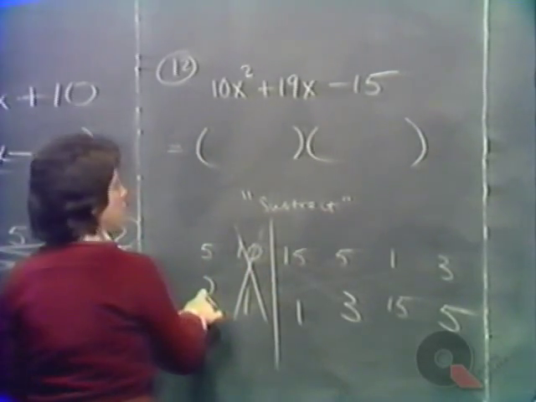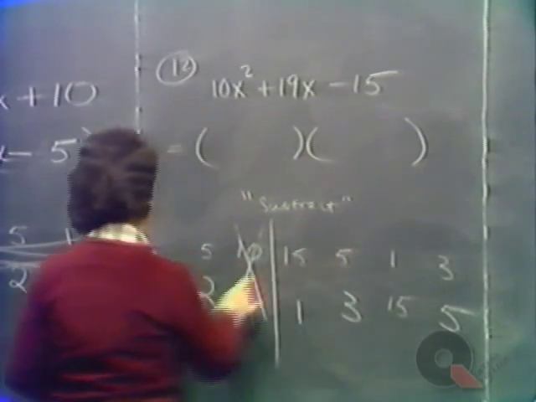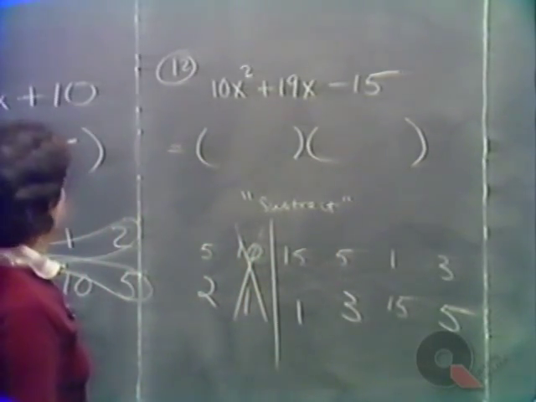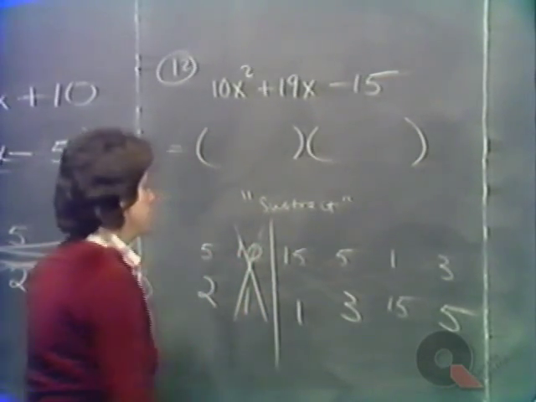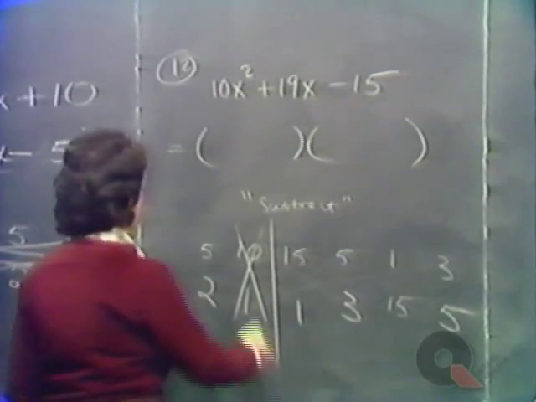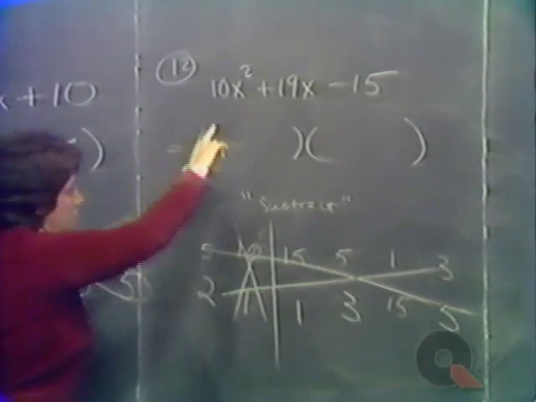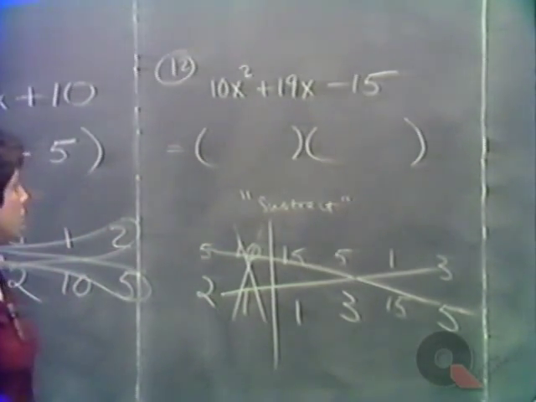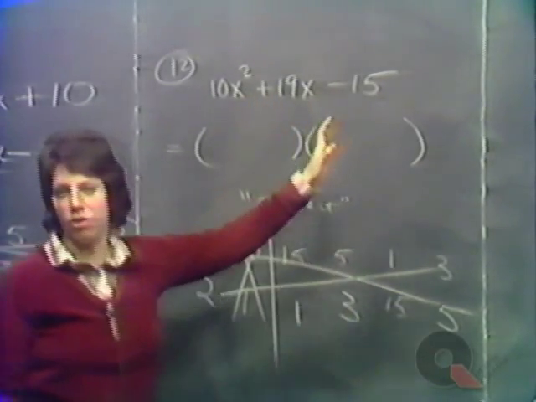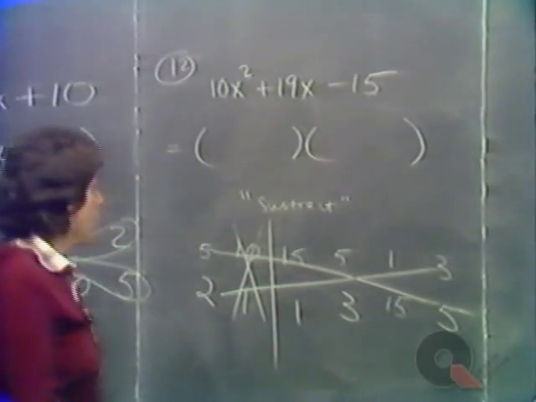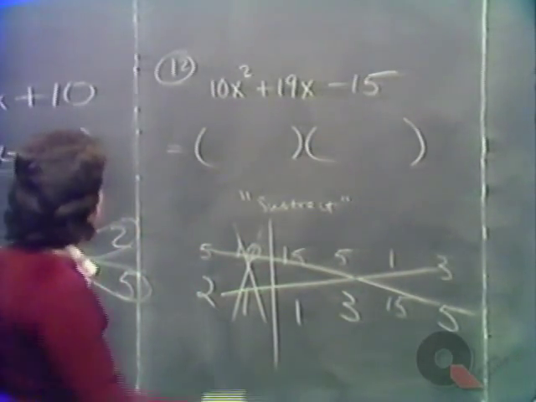5, 30, difference 25. 15 and 10, the difference is 5. That's not right. 75 and 2, the difference is 73, not right. And finally, 25 and 6, the difference gives us the 19. Okay, it's always possible, of course, that you just can't do it. In other words, if none of them work, then maybe this thing does not factor in this form. Okay, and by the way, it doesn't always come out to be the last one. I'm not very lucky at this today.